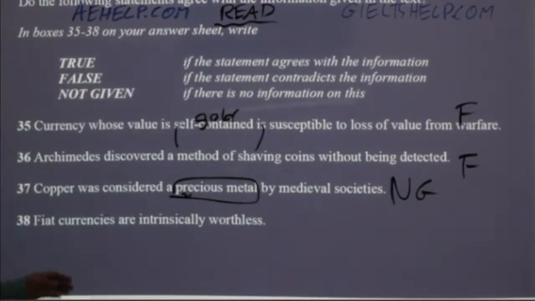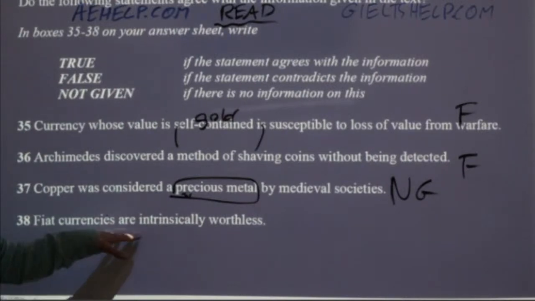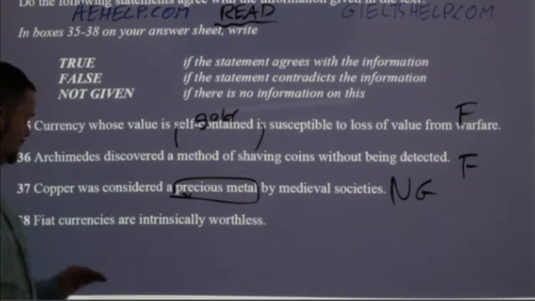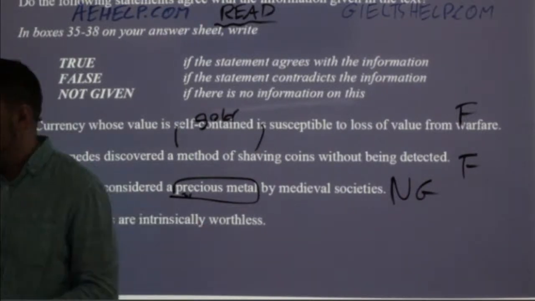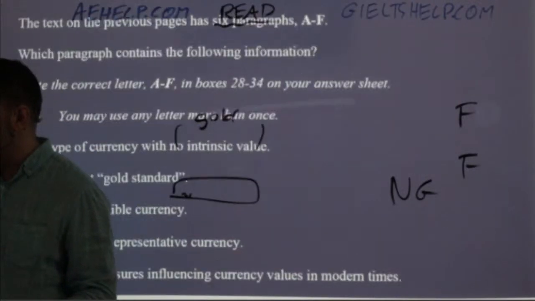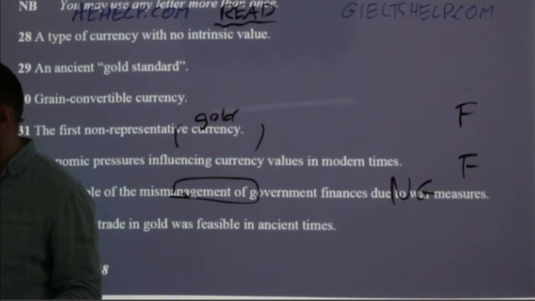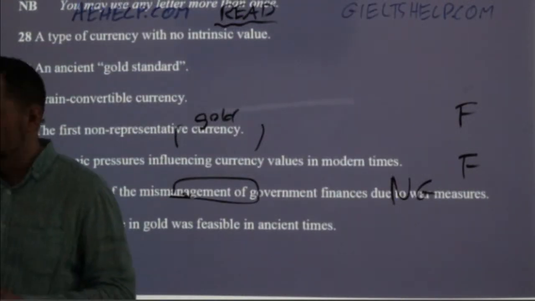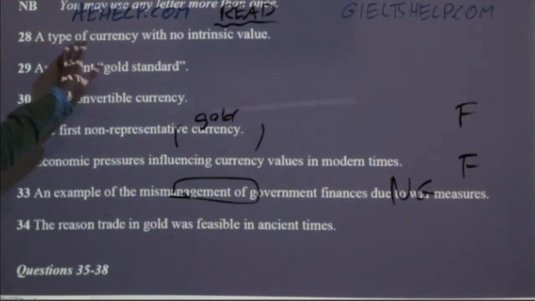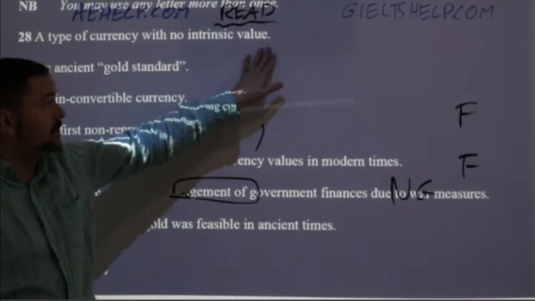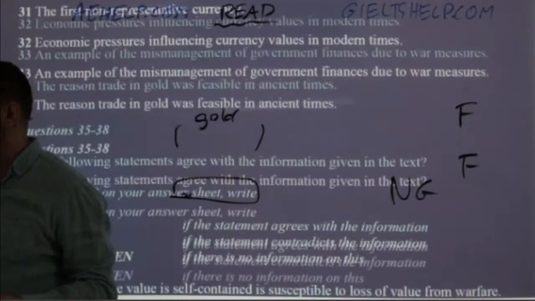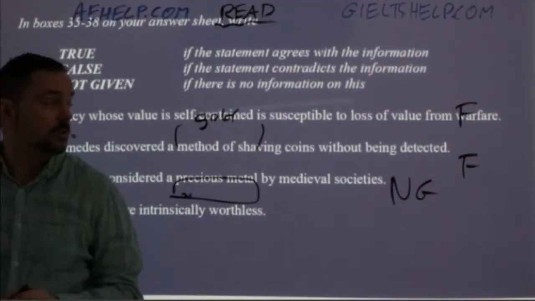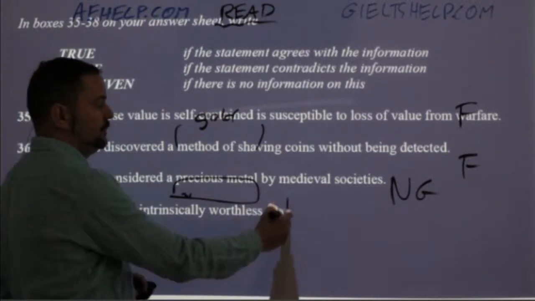Okay. Fiat currencies are intrinsically worthless. Is it important to know about the worth of fiat currencies? Yes. Is it true that they're intrinsically worthless? Yes, it is, because I know that by getting this question correct. A type of currency with no intrinsic value was D, that was fiat currencies, which tells me that this is true. And I see that many of you got that one correct as well.